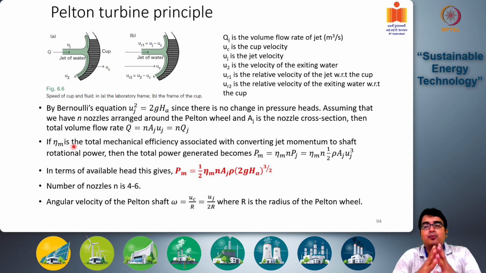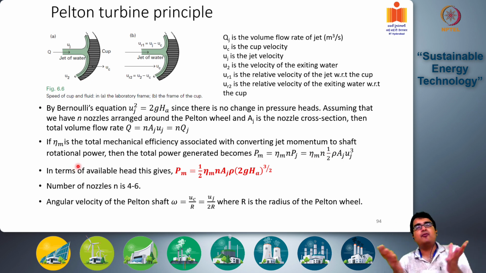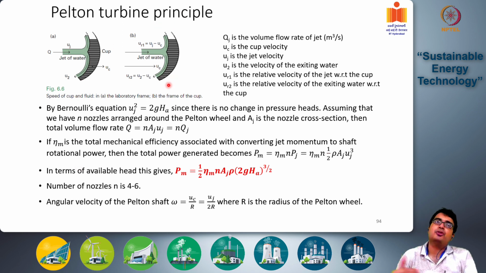Furthermore, there will be a mechanical efficiency associated with conversion of jet momentum to shaft rotational power, because the shaft will also have frictional losses, and the splashing of water along the bucket will also cause a lot of frictional losses during this momentum transfer. So there is an efficiency by which this jet momentum can actually get transferred into the momentum of the Pelton wheel. This mechanical efficiency we are calling eta m.